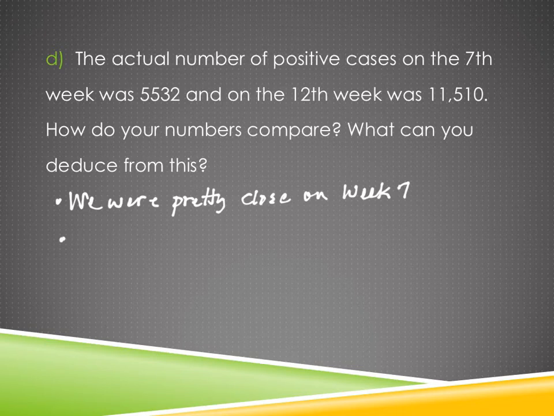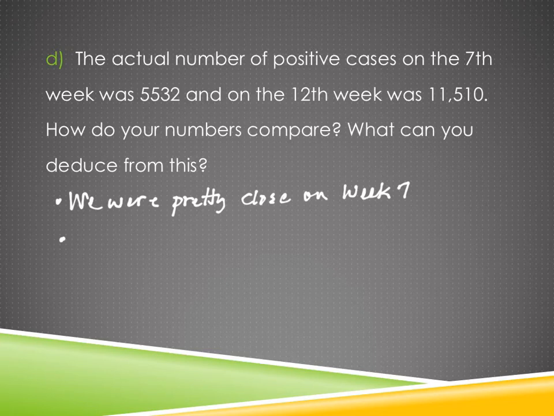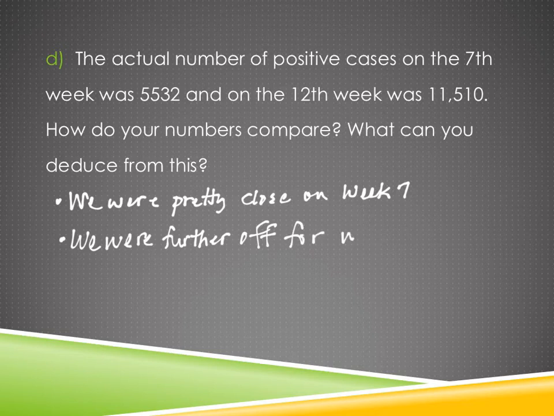At week 12, what we had for real life is 11,510. Our prediction was 8,936. What do we say about that? We were low. Yeah, we were low, right? Our prediction was not as accurate. So you can say we were further off, or we were not as accurate, we were not as close, whatever language you want for week 12. It's not as close.